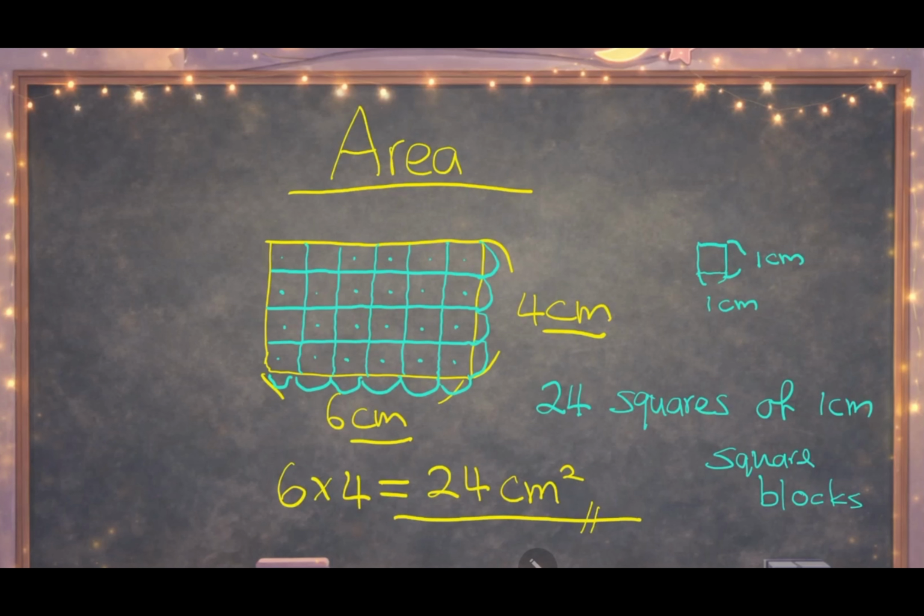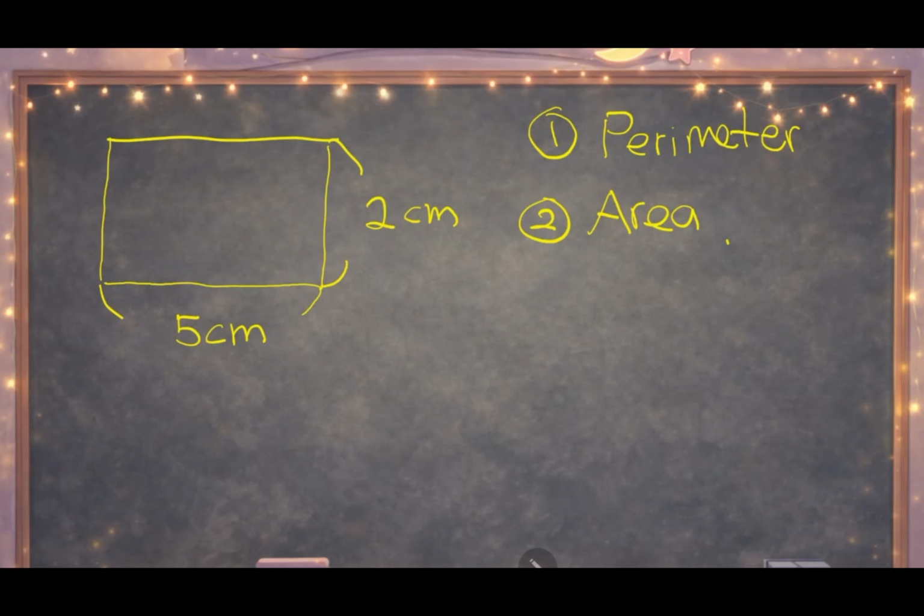Let's have a look at this rectangle with its length of 5 centimeters and width of 2 centimeters. We will calculate the perimeter and area of this rectangle. You may pause the video and have a go yourself first, and then we'll go through it together. We know the opposite side of the length is 5 centimeters also, and the opposite side of the width is 2 centimeters also.